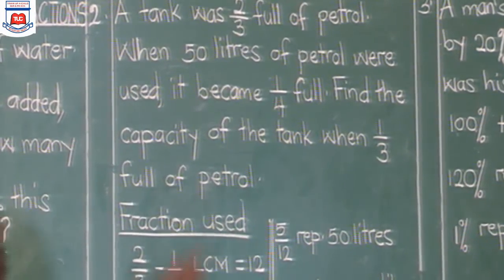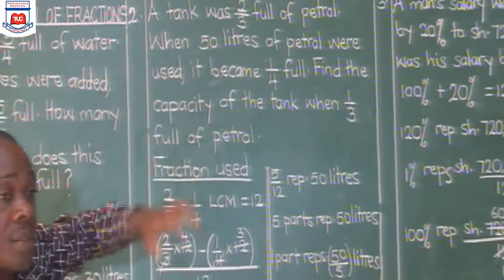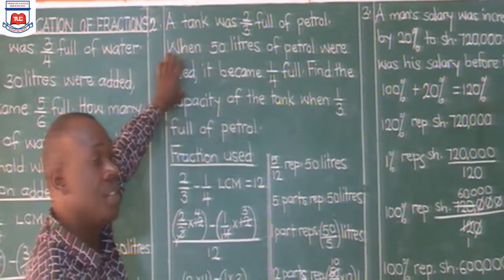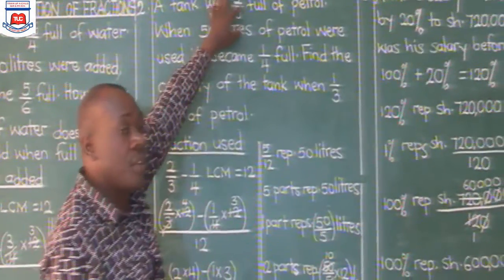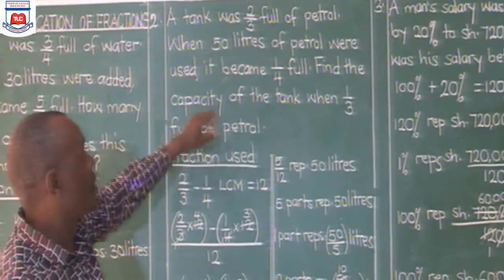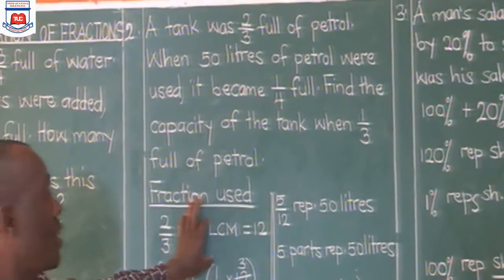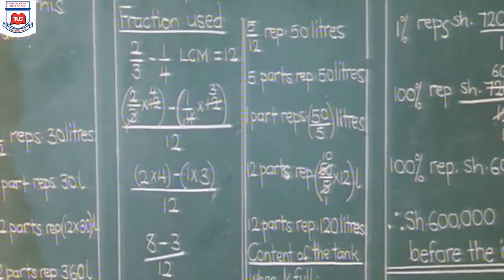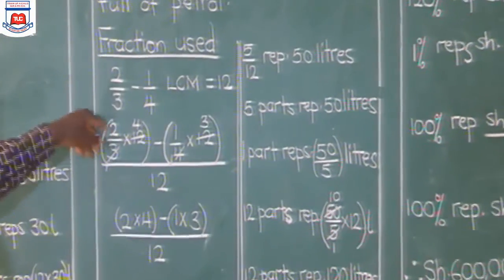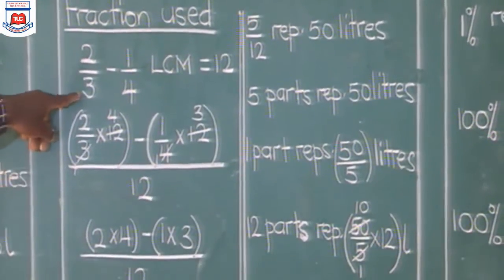Why do we start with 2/3? Because the level reduced after somebody used some petrol. That's why the original level is the one we start with and take away the new level. Get 2/3 minus a quarter. The LCM happens to be 12 again. LCM is for denominators. A denominator is a digit under, or below, a given fraction.